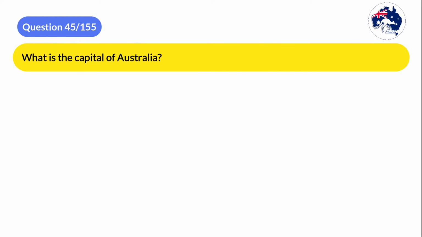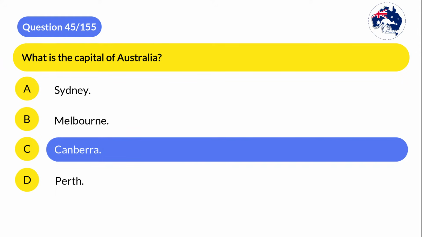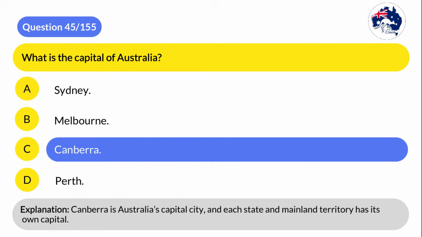Question 45. What is the capital of Australia? A. Sydney. B. Melbourne. C. Canberra. D. Perth. The correct answer is C. Canberra. Explanation: Canberra is Australia's capital city, and each state and mainland territory has its own capital.